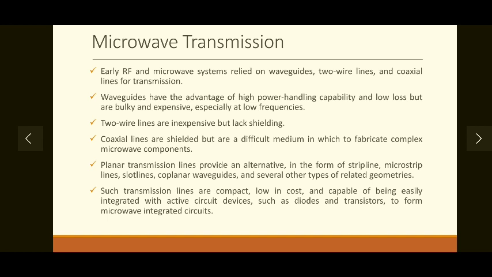Now, a detailed discussion of this will be in the next session. Such transmission lines were compact, which was good for fabricating microwave components. Also, they were very cheap and capable of being easily integrated with active devices such as diodes and transistors, because we want to create ICs for microwave communication. So planar transmission lines will be the point of discussion in the upcoming session.